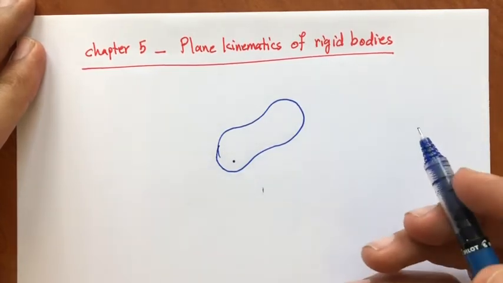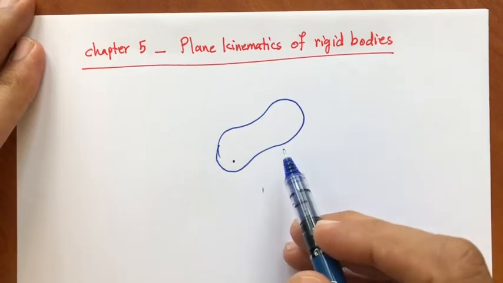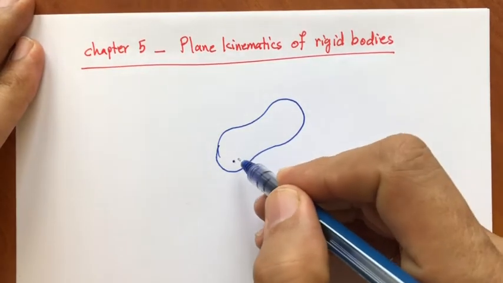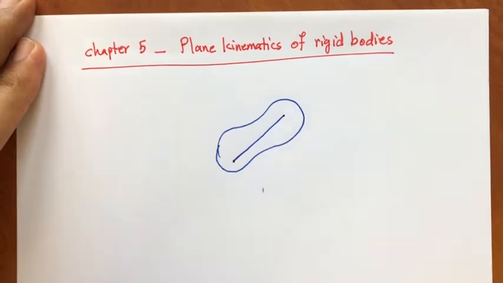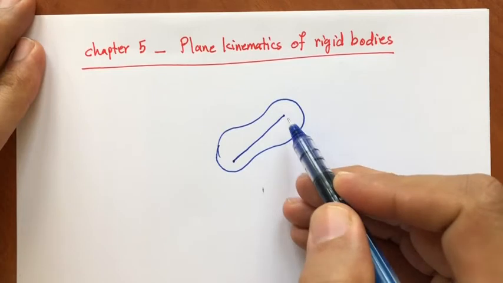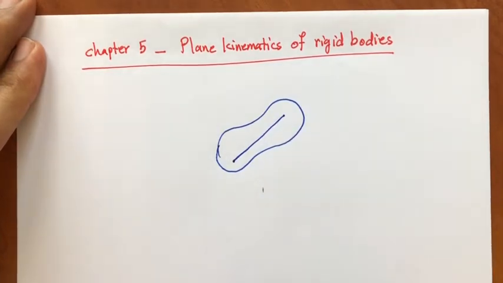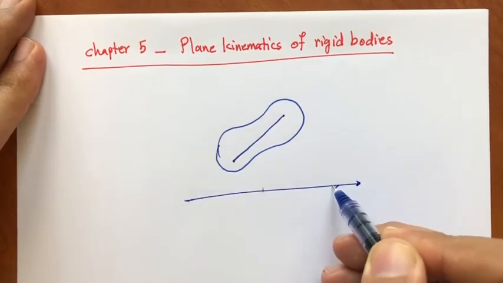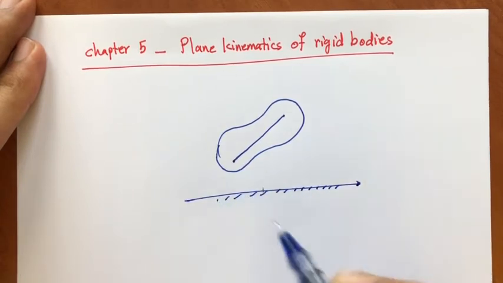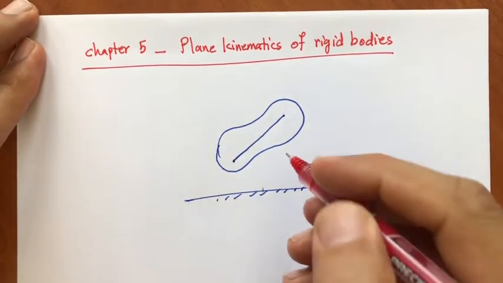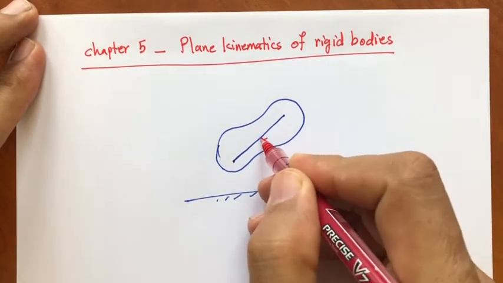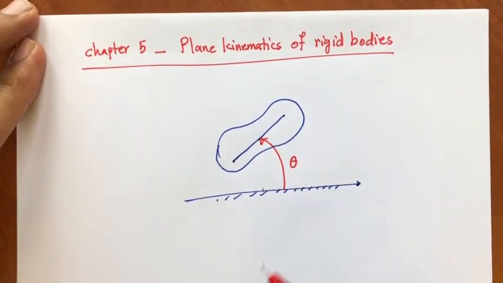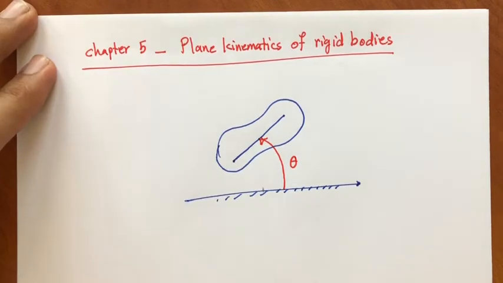To describe the orientation of a rigid body in a plane, this is what we do. You need to consider any arbitrary line on this rigid body. This line can be this or something else, any line on this rigid body, but it should be a fixed line on it. Then the angle between that line and a fixed direction, like for example the x direction, is going to be the direction of this rigid body. So this angle, if I call it theta, theta is going to show the direction of this rigid body.